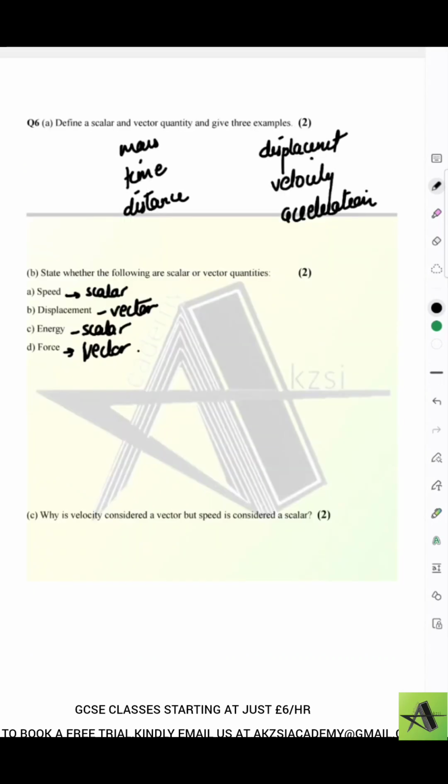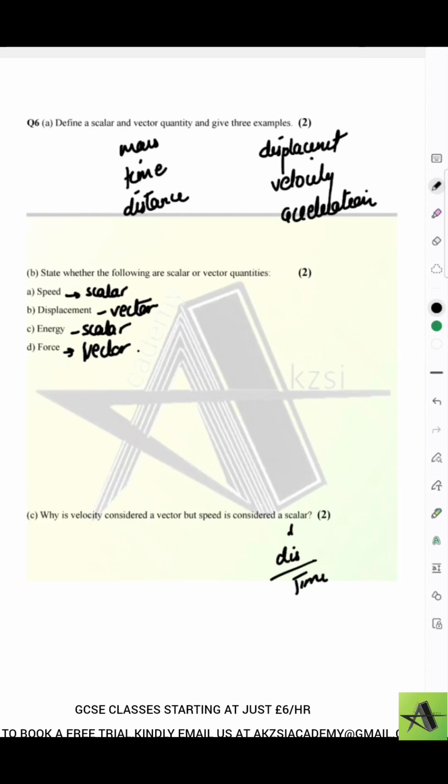And the very last one, why is velocity considered a vector but speed is considered a scalar? So velocity is a vector because it easily tells you the magnitude and the direction, whereas speed tells you only about the magnitude. And also velocity is displacement over time. So displacement over time, that means we know that displacement is the shortest distance, and that is a vector quantity. The displacement is telling you in which direction something is heading with respect to time.